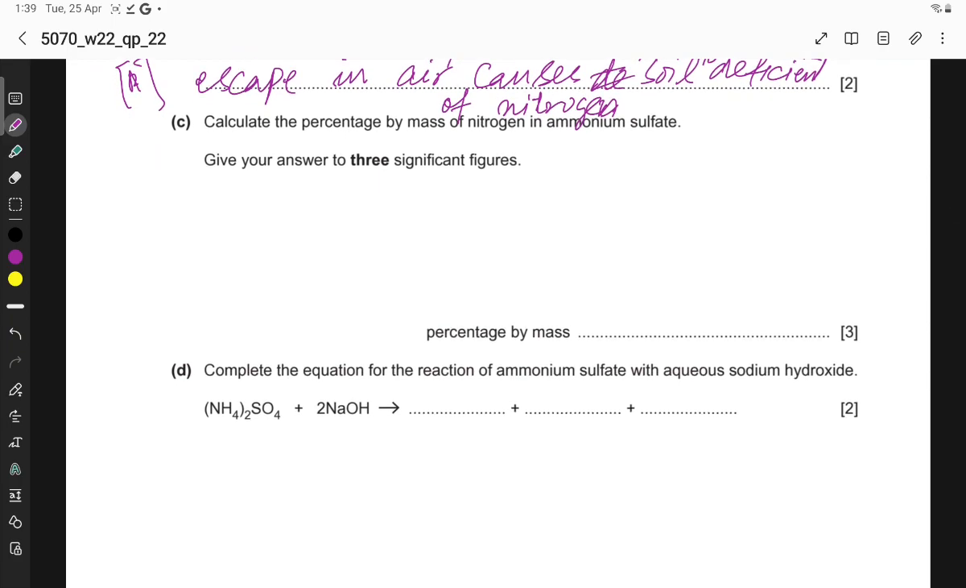Calculate the percentage by mass of nitrogen in ammonium sulfate. Give your answer to 3 significant figures. So we know the formula of ammonium sulfate. First calculate the MR of the compound. Nitrogen is 14 times 2, hydrogen 1 times 8, plus sulfur 32, oxygen 16 times 4. This will be equal to 132.